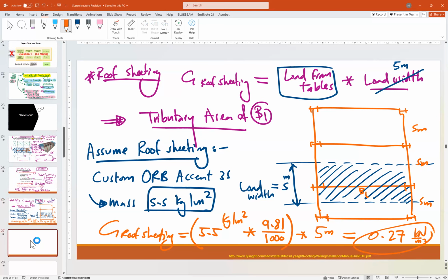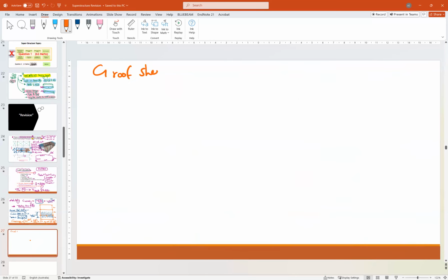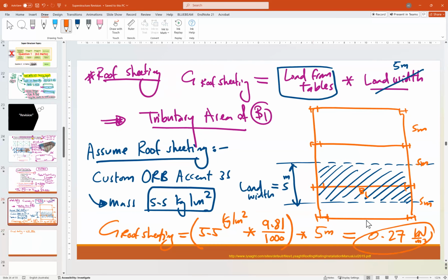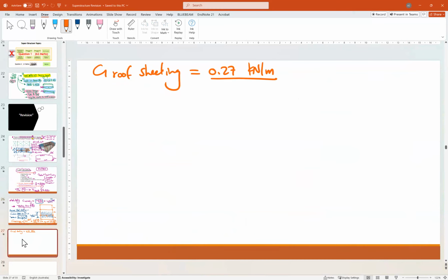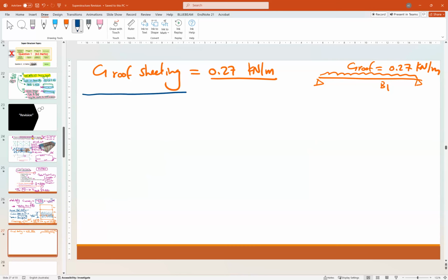So this means that G roof sheeting equals 0.27 kilonewton per meter, not per meter square, because kilonewton per meter squared times meter becomes kilonewton per meter. Now this means that the beam or the rafter B1 has a dead load from the roof sheeting, G roof, equal to 0.27 kilonewton per meter. So this is our first part.